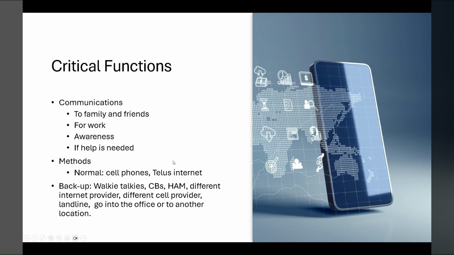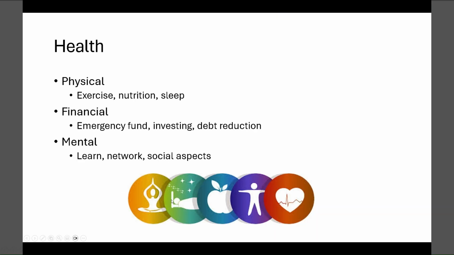Communications. We want to talk to our families and friends. For work, we need it. For awareness, if help is needed. Normally you might use cell phones or internet. Backup might be walkie-talkies, CB radios, ham, a different internet provider, a different cell provider. Go to a friend's place. Different ways to address that.